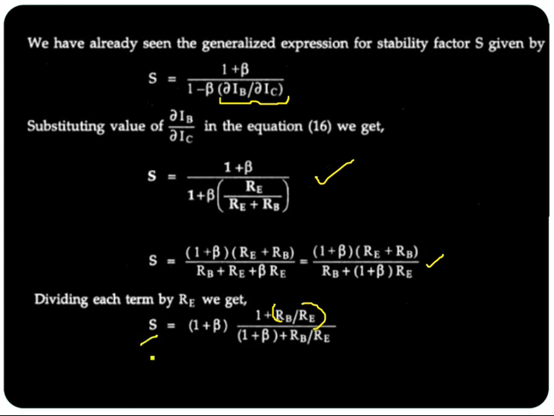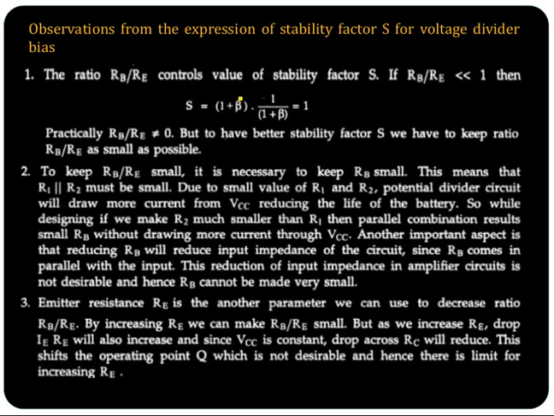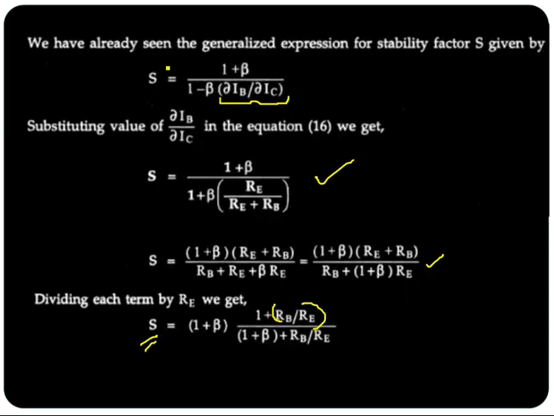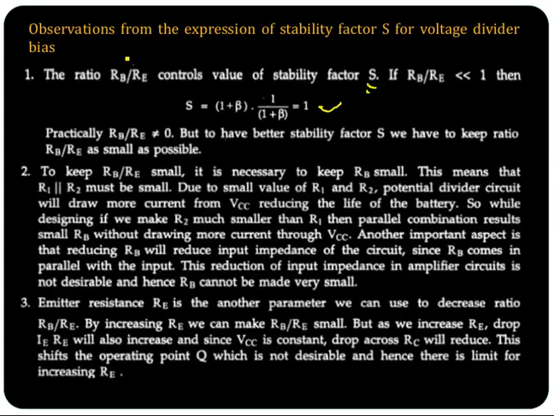You want the stability factor to be minimum. That is the requirement here. So, how about this RB by RE? This ratio controls the value of this factor S. So, if RB by RE is very much less than 1, then you will get this S as 1 plus beta by 1 plus beta, which is equal to 1. Isn't it? If RB by RE is very much less than 1, you can neglect this RB by RE and cancel these two, and you can write an expression for S as equal to 1.